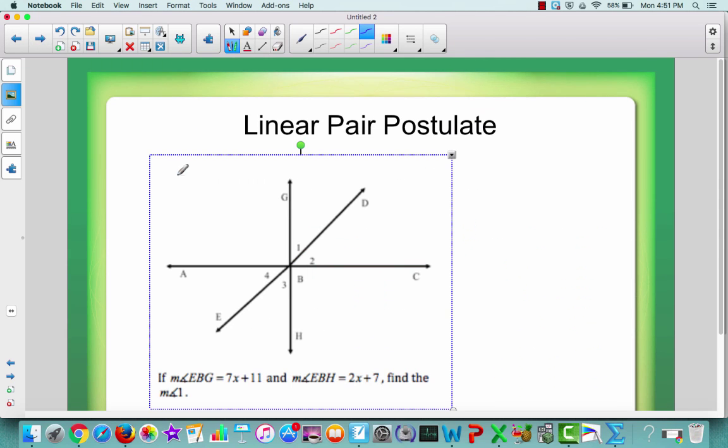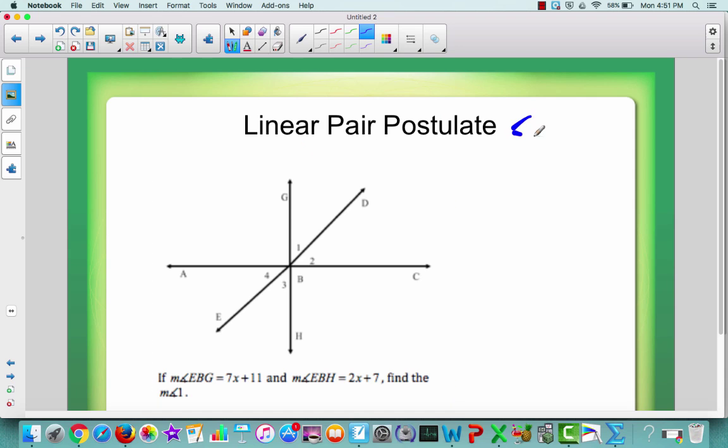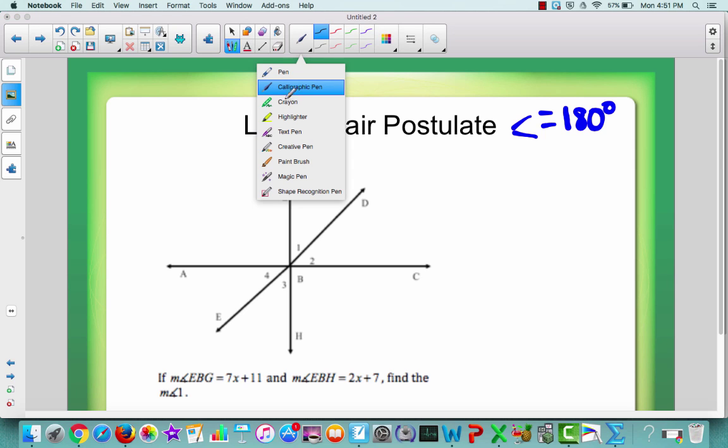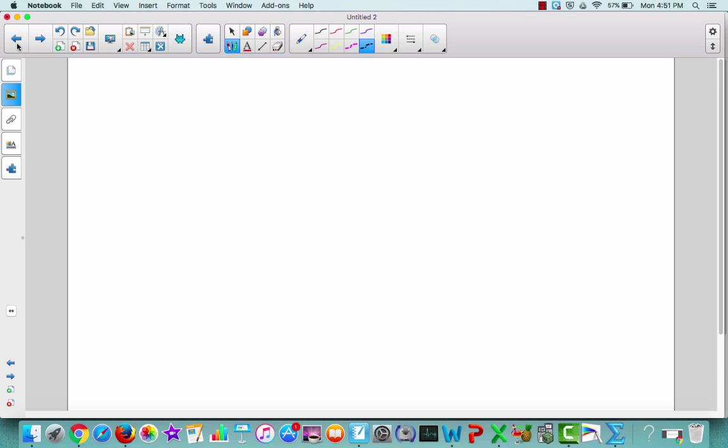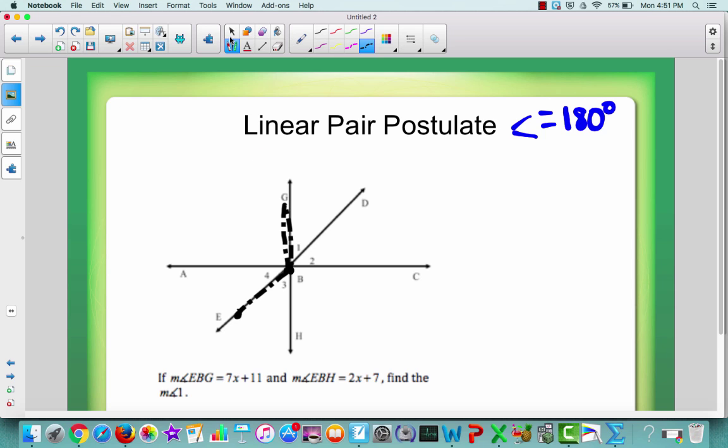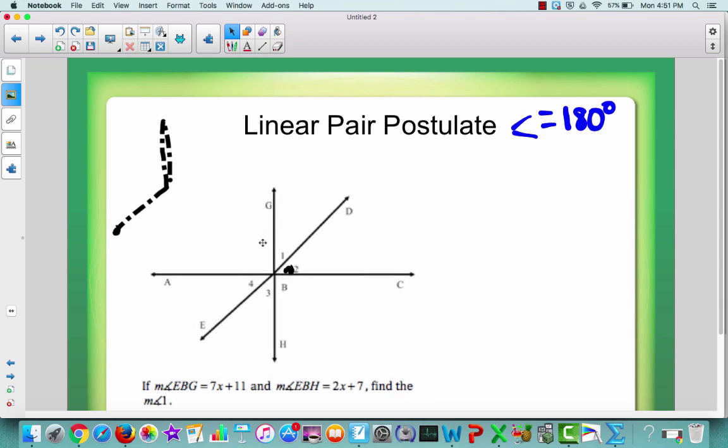All right, let's do the same thing with the linear pair postulate. Linear pair angles are two angles that form a straight angle, and the linear pair postulate says that if they're linear pairs, then they equal 180 degrees. Okay, so let's talk about that. Look at what you're given. You're given the measure of angle EBG. So E to B right here, here's E, so EBG up here. That's angle EBG. So I'm going to mark angle EBG.